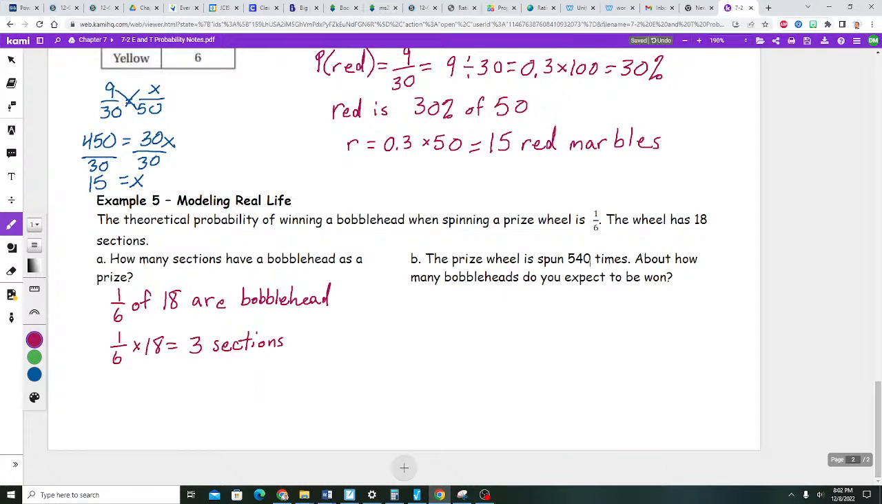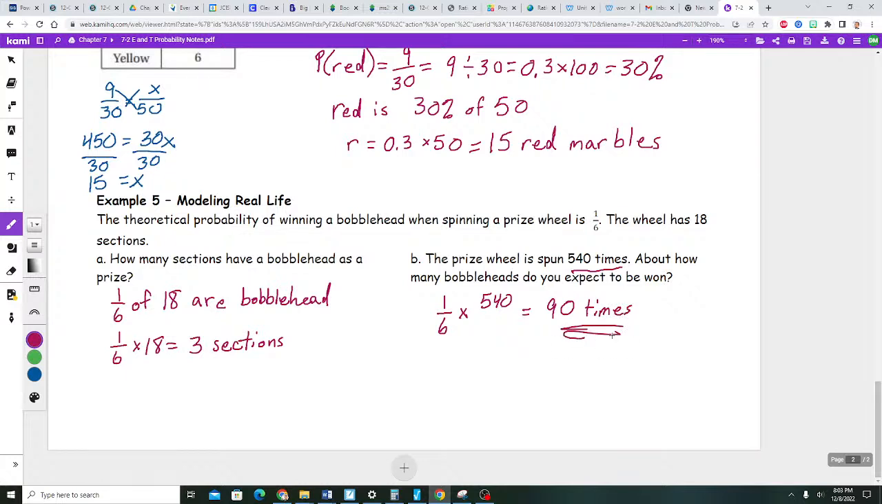The prize wheel is spun 540 times. About how many bobbleheads do you expect to be won? Okay, so we know the probability of winning a bobblehead is 1/6. So we're going to say that 1/6 of those 540 times that it's spun, we're going to get a bobblehead. So 540 divided by 6 is 90. So we're going to expect 90 times.